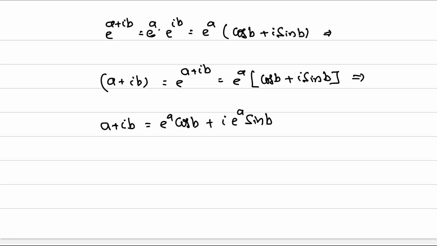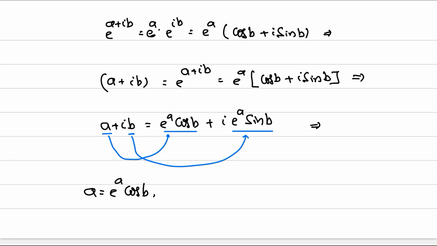Now, as per vectors and properties of complex numbers, in the complex plane, we can equate the coefficients of i, the imaginary parts, and the real parts. We will equate this with this. Now, it implies a is equal to e to the power of a into cos b, and b is equal to e to the power of a into sin b.